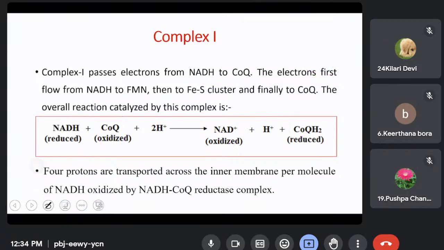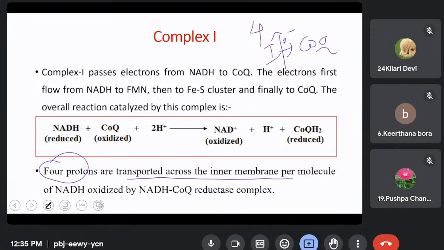And during this time, what is happening? 4 protons, as 2 electrons are transported from complex 1 to coenzyme Q. What is happening? 4 protons are transported into the perimitochondrial space for each NADH oxidized by the complex 1, which is also called the NADH coenzyme Q reductase complex.